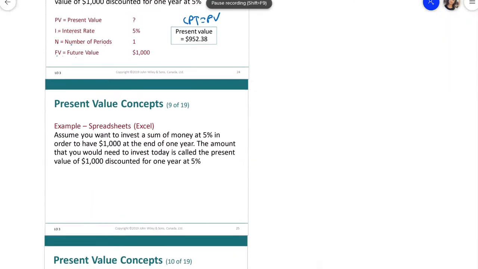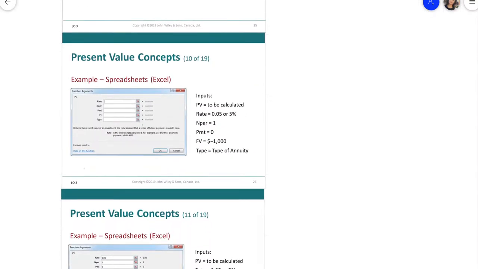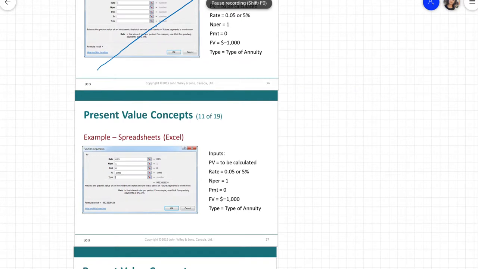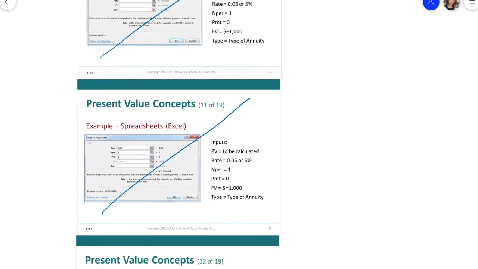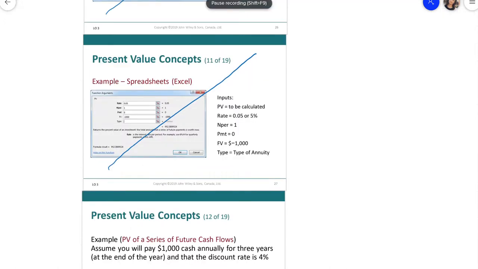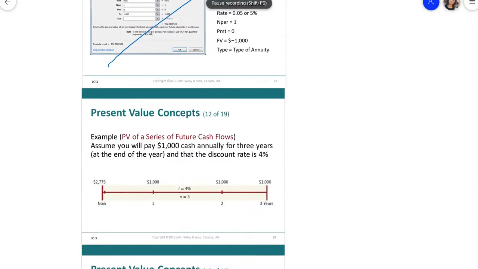With some companies, they use spreadsheets. We don't need to use spreadsheets, because when you're writing a test, you're not doing it on the computer. There's no Excel.